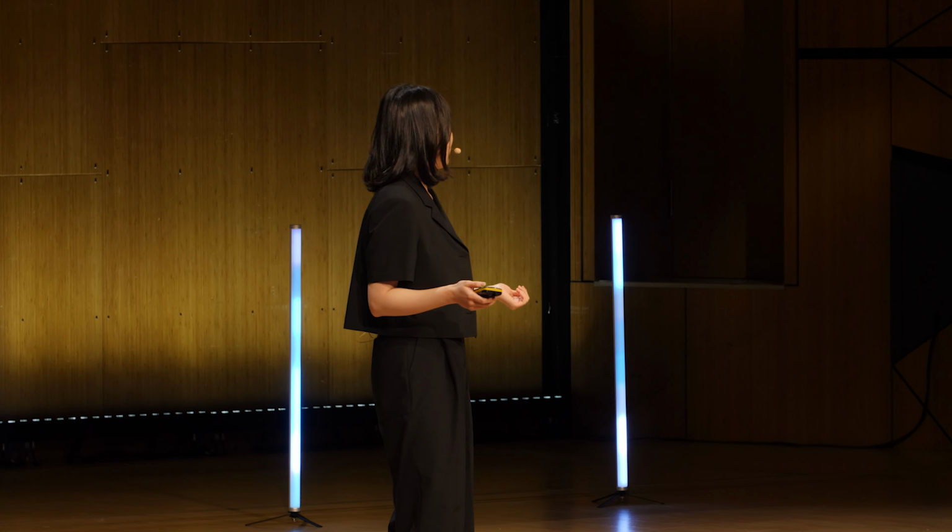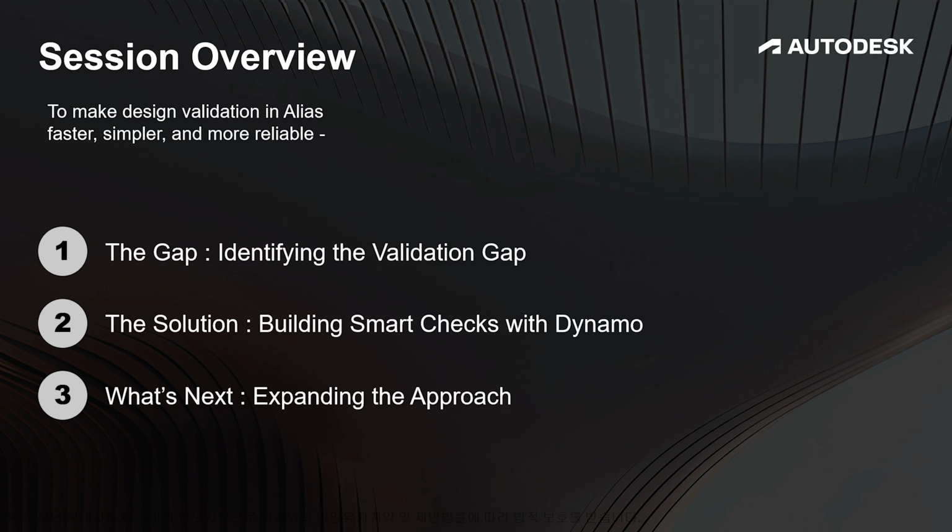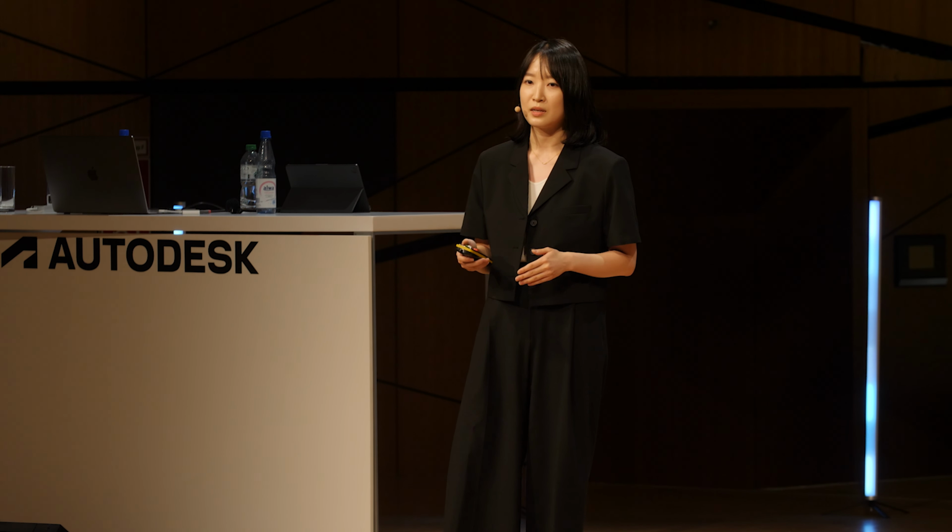Here's what we'll go over today. First, the gap. I will look at some common issues we've seen during the design phase. Second, the solution. I'll show how we turned some critical requirements into lightweight validation tools using Dynamo. And finally, what's next, where we are planning to take this approach moving forward. All of this centers around one goal, making design validation in Alias faster, simpler, more reliable.